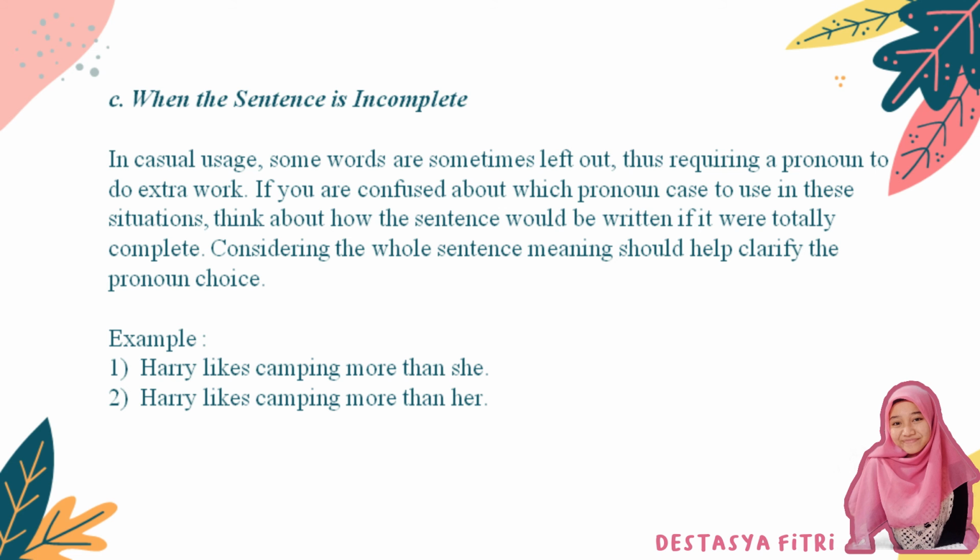Example number 1: Harry likes camping more than she. Result: the pronoun she is the subject of the assumed verb likes, so subjective case is needed. Number 2: Harry likes camping more than her. Result: the pronoun her is the object of the assumed verb likes, so objective case is needed.